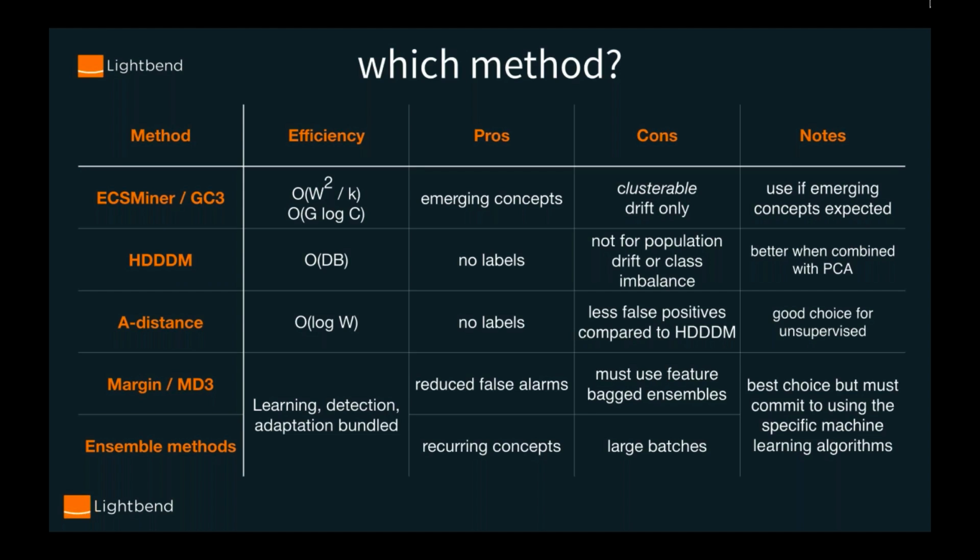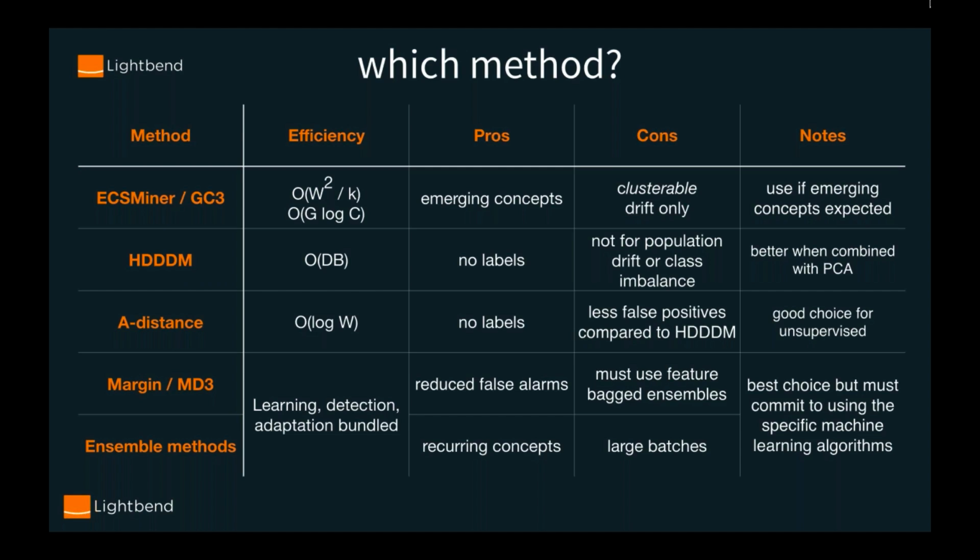A distance, as you recall, addresses the high false alarm rate of the unsupervised methods ECS minor, GC3, and HDDM. Its complexity is comparable to the supervised methods. It doesn't require any labels. It reduces the false positives, the false alarms, compared to HDDM. So it's a viable alternative. Margin and MD3 methods reduce the false alarm rates further by looking at the margin, and MD3 has this very powerful margin concept for general classification models. But you have to subscribe to the machine learning modality that these methods offer.